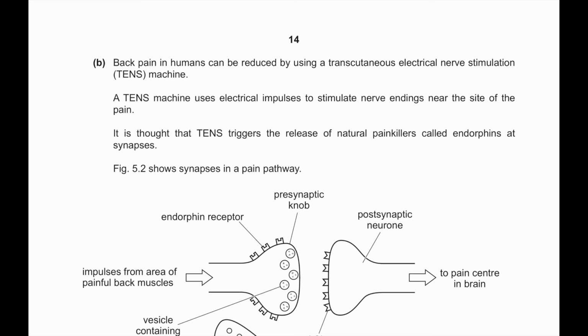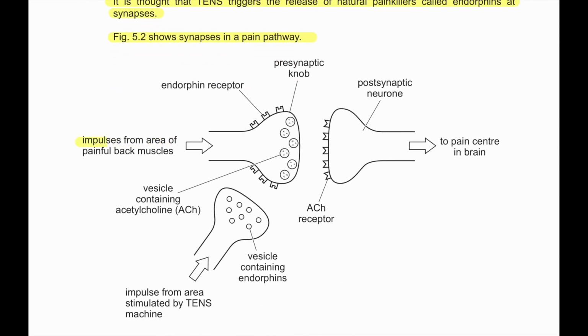Part B. Back pain in humans can be reduced by using transcutaneous electrical nerve stimulation, or a TENS machine. A TENS machine uses electrical impulses to stimulate nerve endings near the site of the pain. It is thought that TENS triggers the release of natural painkillers called endorphins at synapses. Figure 5.2 shows synapses in the pain pathway. So we can see impulses from the area of painful back muscles coming through here, and impulses from the area stimulated by TENS machines coming through here.